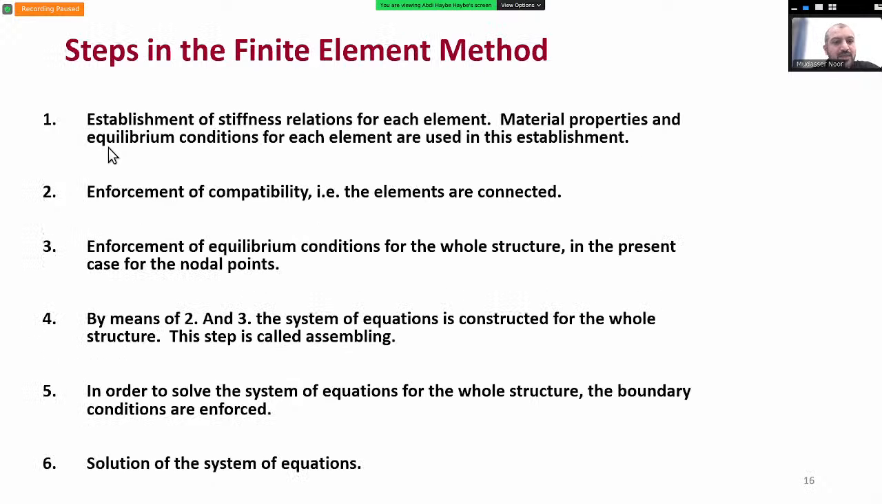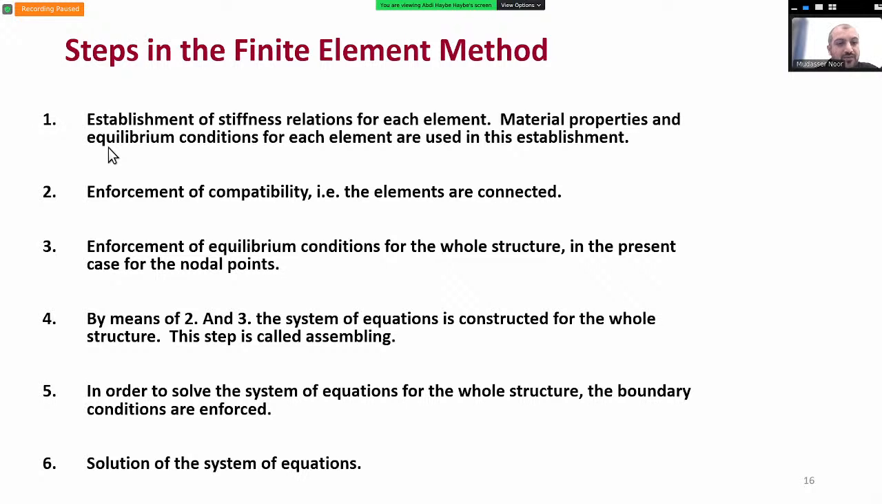Next slide, please. So the steps in the finite element method are usually to establish the stiffness relations for each element in each small mesh that you've created. Material properties and equilibrium conditions for each element are used and established for that case. Then you have to enforce compatibility of these elements. That is, you have to make sure that all these elements are interconnected at every node.